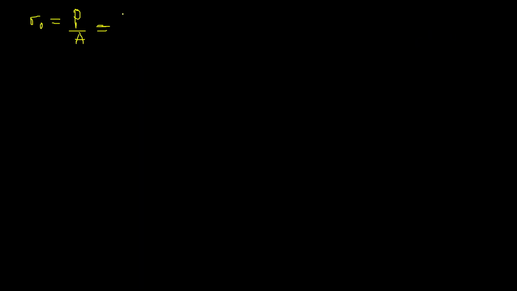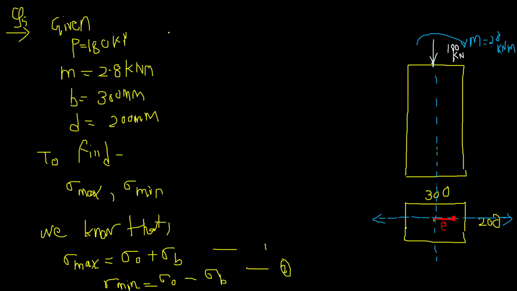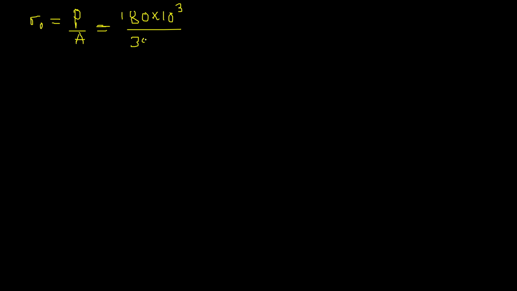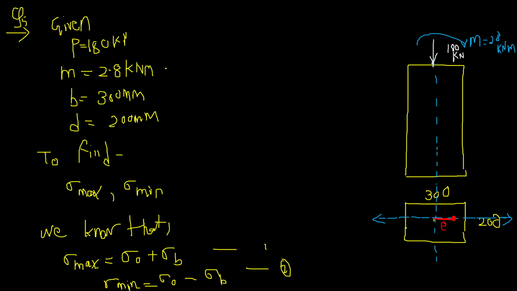So value of P is 180 kilonewton. So 180 into 10 to the power 3 divided by area, which is 300 into 200. On calculating this, you should get the answer as 3 newton per mm square. Similarly, sigma b is M by I into y. Now directly the value of M is given in the question, 2.8 kilonewton meter. All values are taken in newton and mm, so convert this into newton mm.